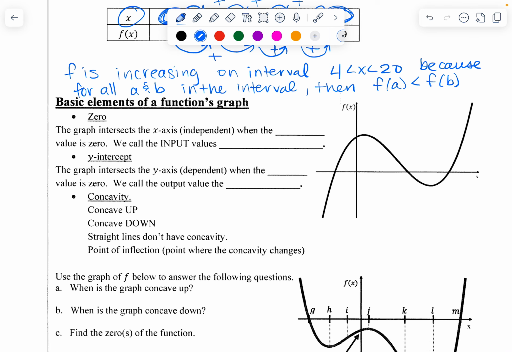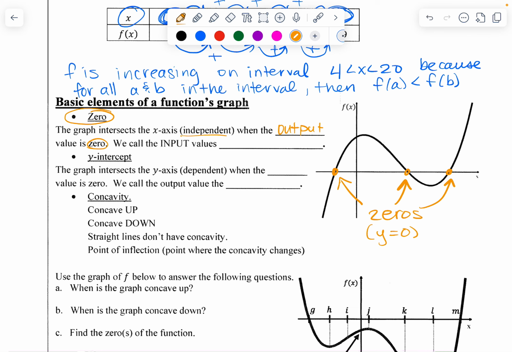So let's talk about now analyzing the function's graph. So let's talk about where zeros are. So here's the first one. A zero is where the graph intersects the x-axis, or the independent axis, when the output is 0. So where do we see that? Well, we see that here when the output is 0, meaning the y value is 0. So here's where those zeros are. So here's a 0, where the y value or the output value is 0, okay?